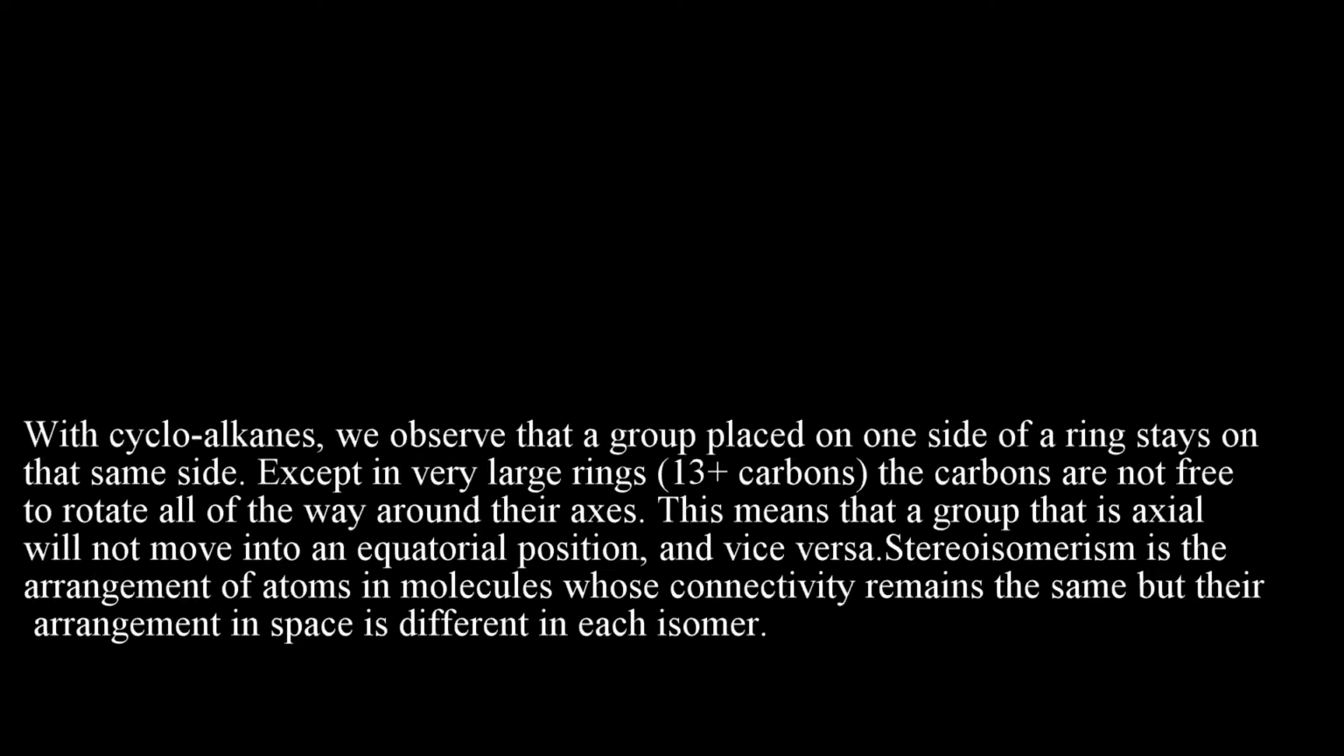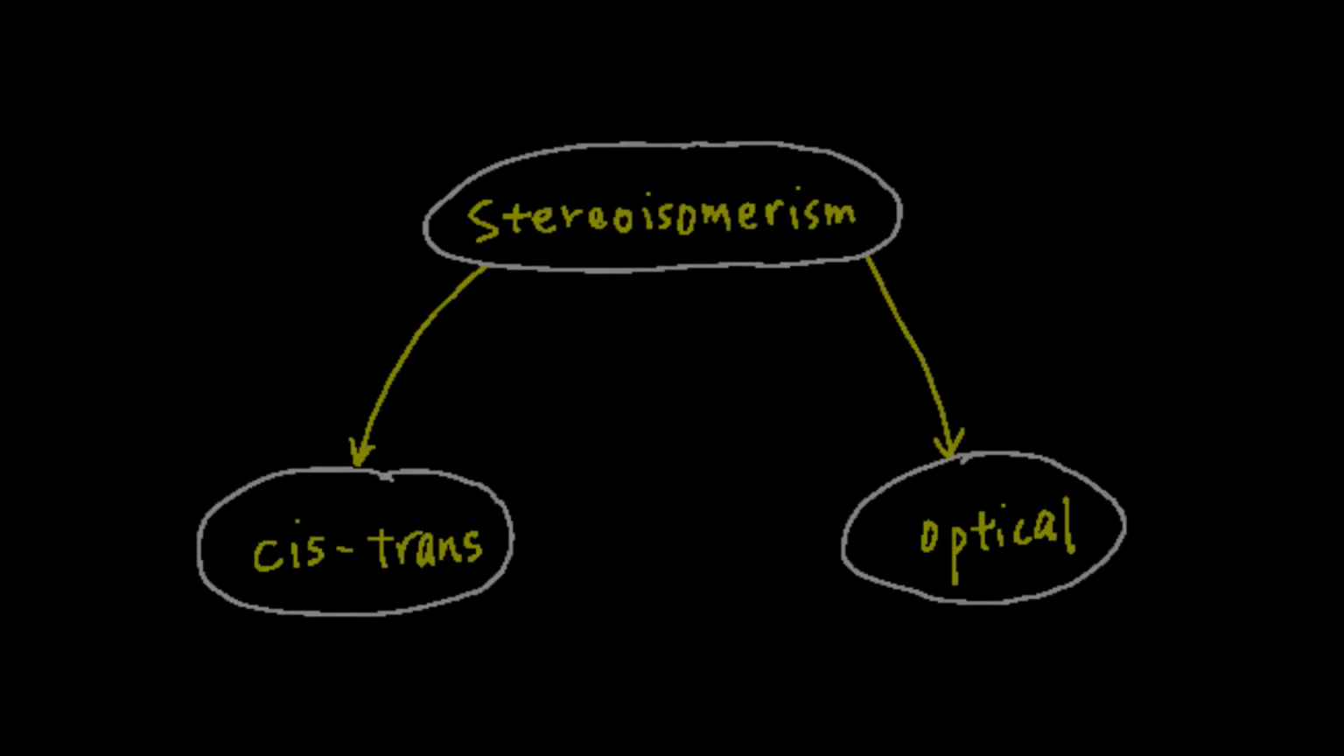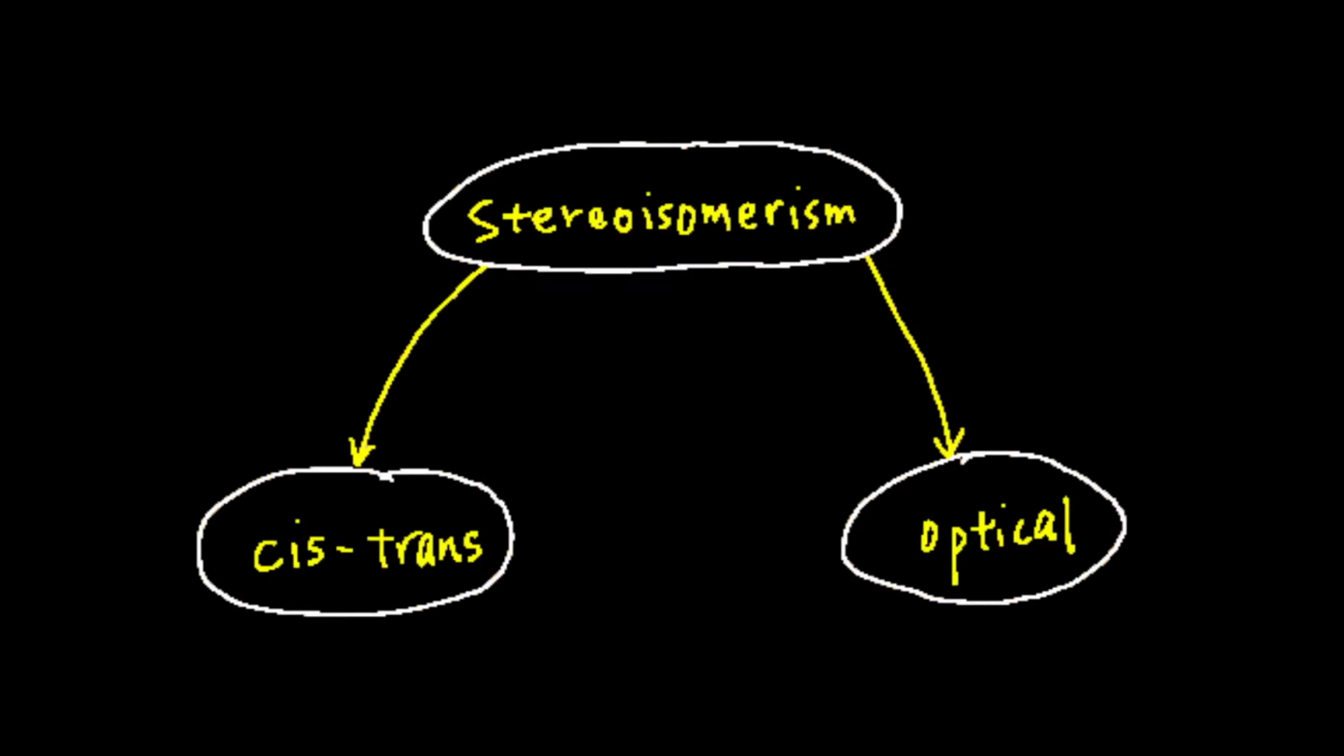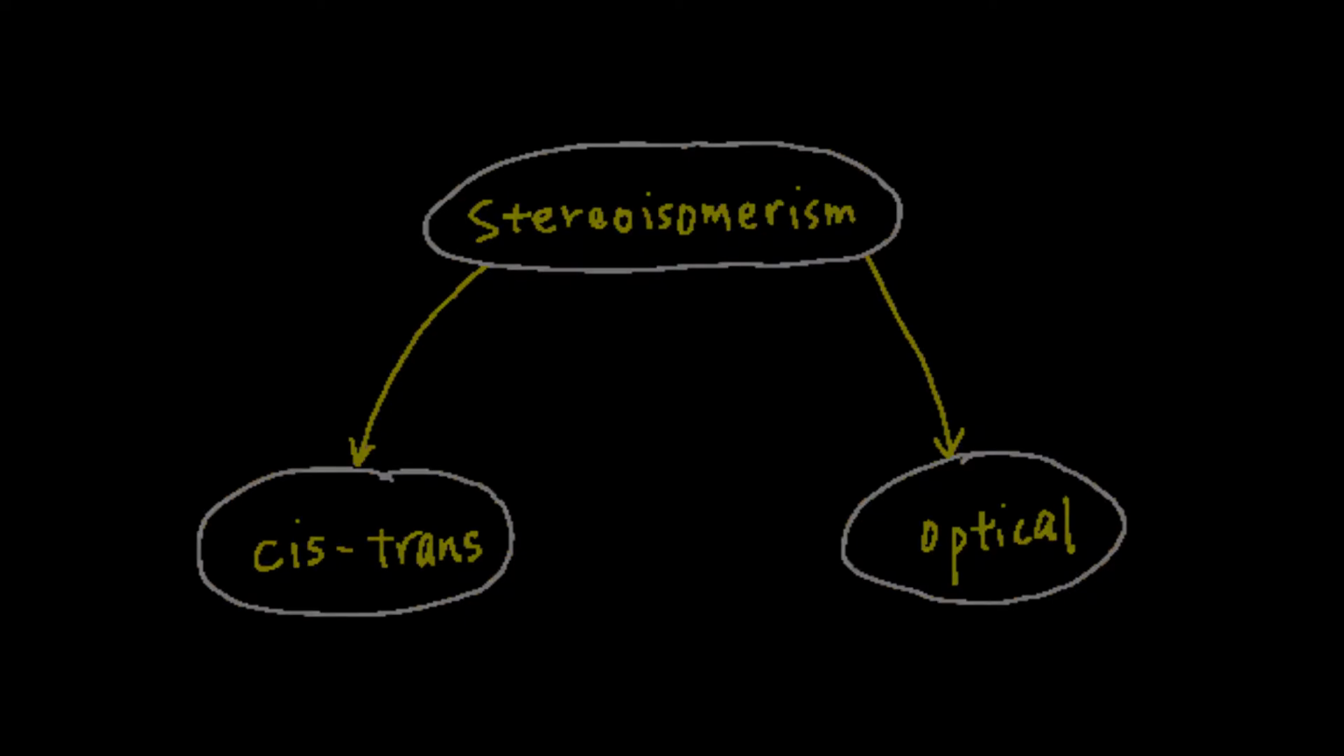Stereoisomerism is the arrangement of atoms in a molecule whose connectivity remains the same, but their arrangement in space is different in each isomer. There are two types of stereoisomerism. Those are diastereomerism, including cis-trans isomerism, and optical isomerism, also known as enantiomers and chirality. First, I will discuss cis-trans isomerism.